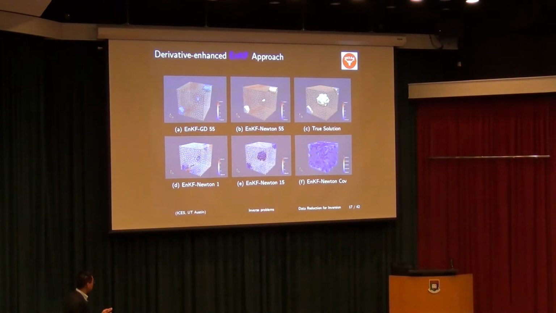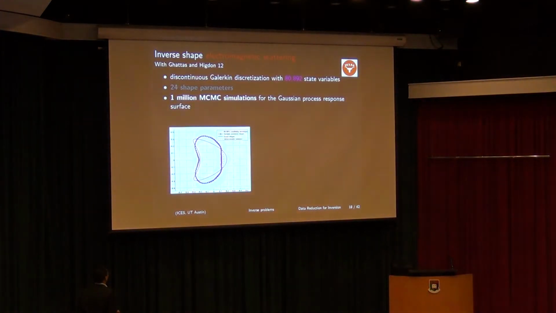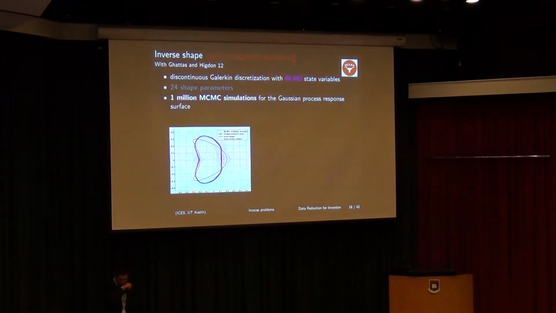So that's the end of my introduction to the two challenges: high-dimensional state and high-dimensional parameter space. And we showed you the only two things that we have been doing so far over the years. Another thing that we're going to show you is response surface, or machine learning, if you will.